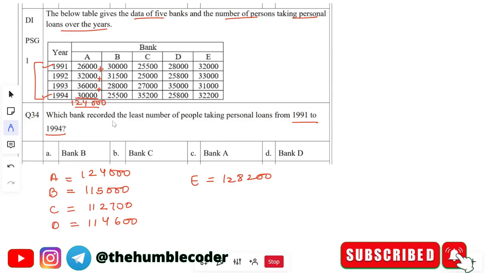Now what is asked is the least number of people. So out of this we have to tell which is the least. You have to check one by one and you will find out that C has the least number of people that has taken the loan from the bank from year 1991 to 1994. That is why the correct answer for this question is going to be option number B, that is bank C.